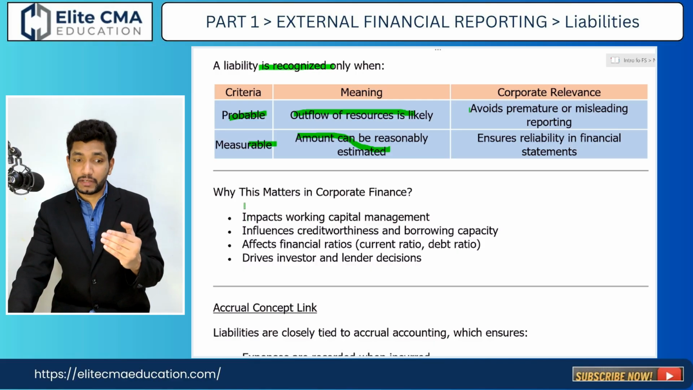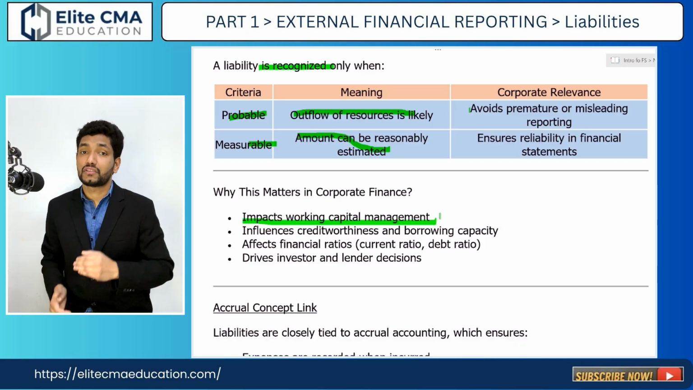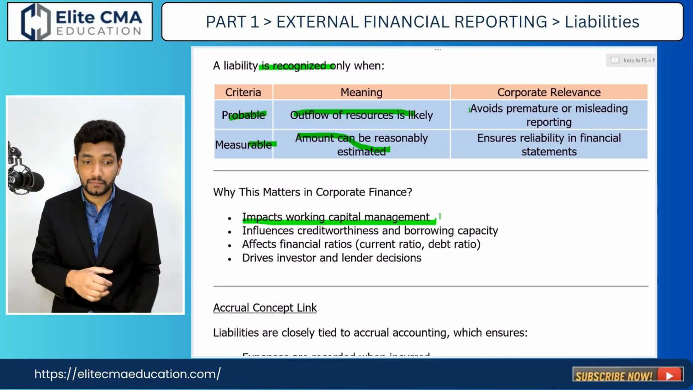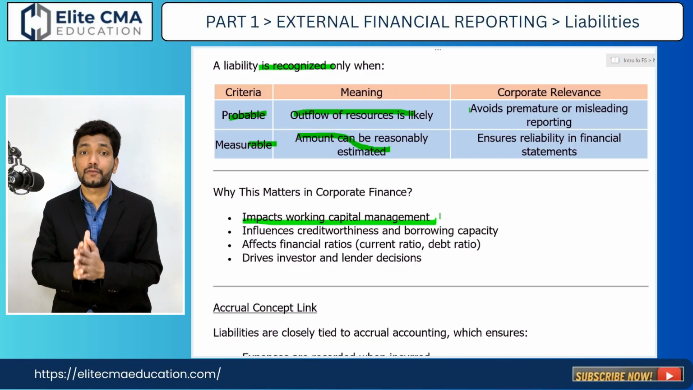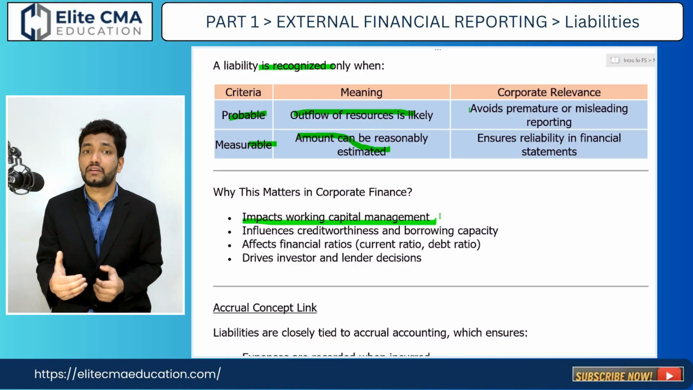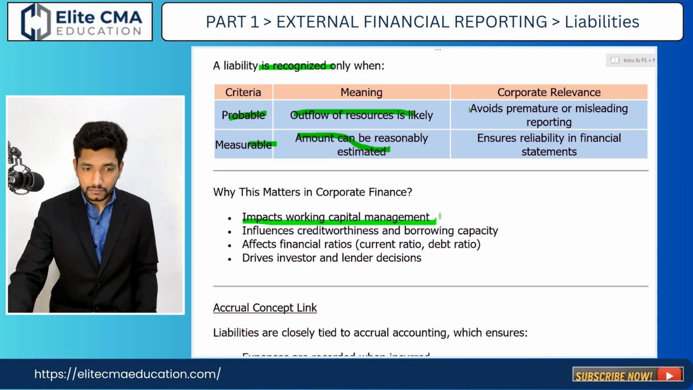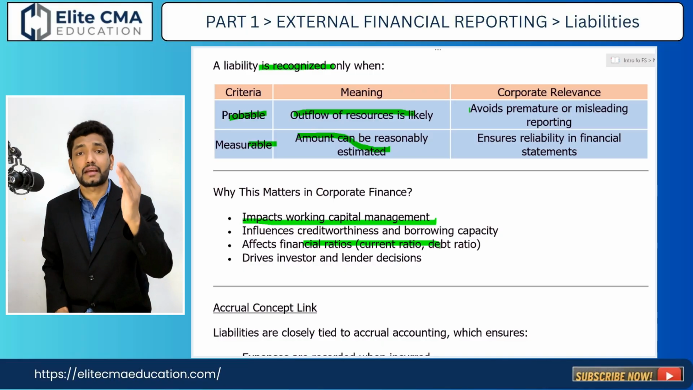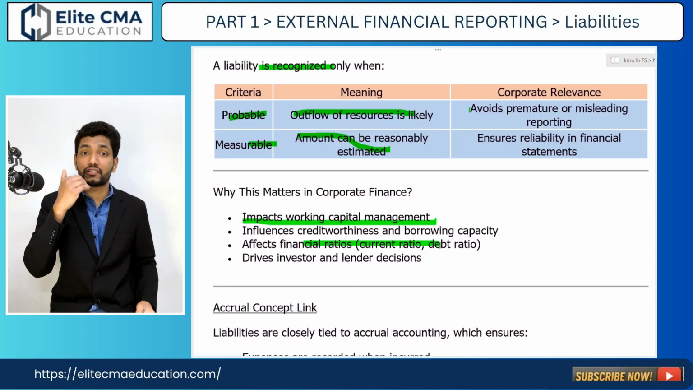Why does this matter in corporate finance? First, it is going to impact working capital management. If you recognize something as a current liability, it is going to affect the working capital, and that affects creditworthiness and borrowing capacity. If you recognize something as a long-term liability, it is going to affect your creditworthiness and your borrowing capacity also. Then it affects financial ratios like the current ratio, quick ratio, and debt ratio. All these ratios are affected when you recognize something as a liability.